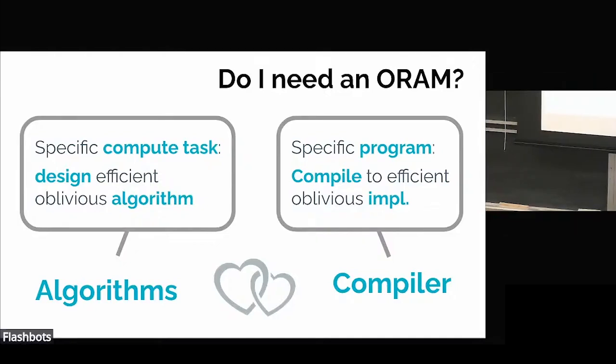Okay, as I go over some examples, I will tell you the algorithm's perspective, and I will tell you how the compiler can be inspired by these algorithmic ideas and automatically emit an efficient oblivious implementation.